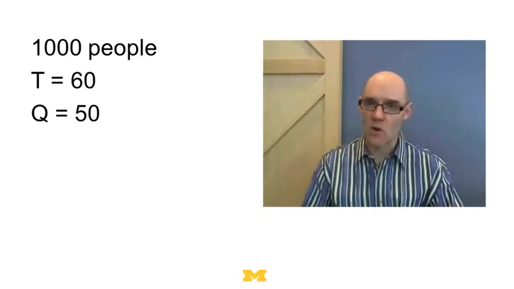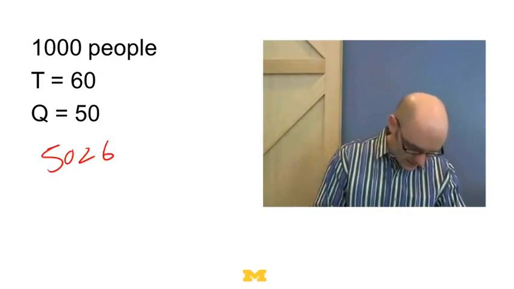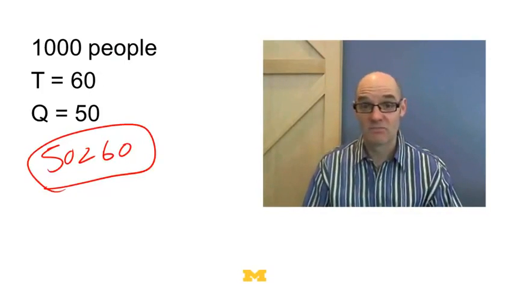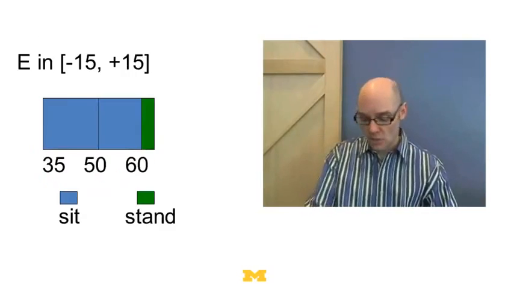The threshold for all these people, to make it simple, is 60. And the quality of the show is 50. So 50 is less than 60, right? So that means people aren't going to stand for the most part. If there was no error, no variation, nobody would stand up.